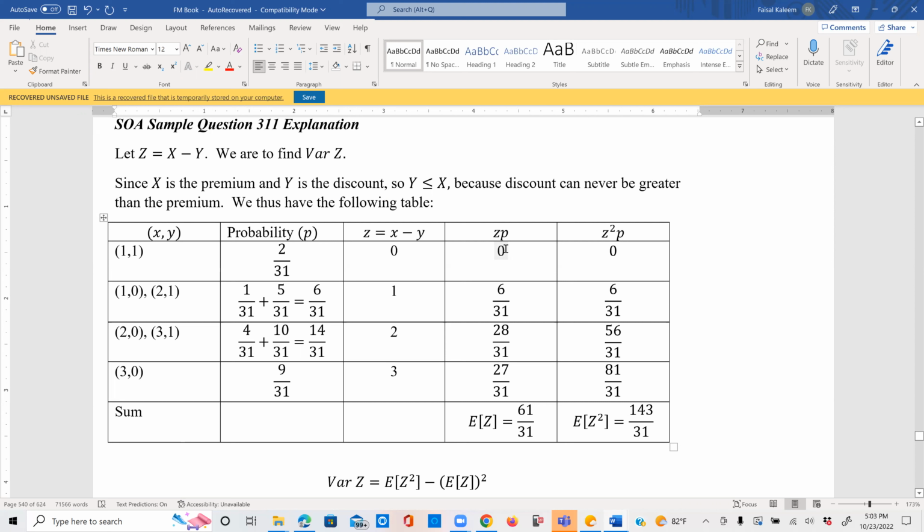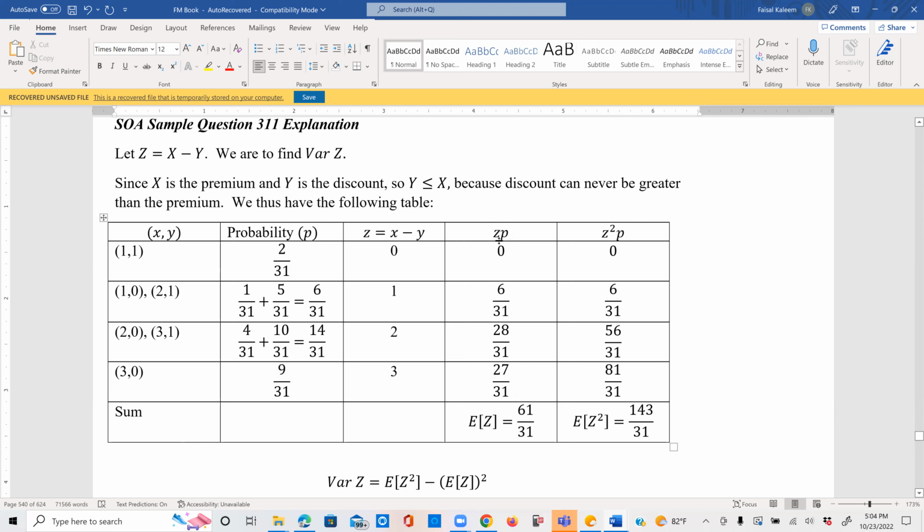To get E of Z, we need the ZP values. E of Z would be the summation of all the ZPs. Z is this column, P is this column. So you multiply 2 over 31 with 0, you get 0, and then you multiply 6 over 31 with 1, you get 6 over 31. Similarly, 14 over 31 times 2 is 28 over 31, and 9 over 31 times 3 is 27 over 31. When you add all the ZP, you get E of Z. That's 61 over 31.